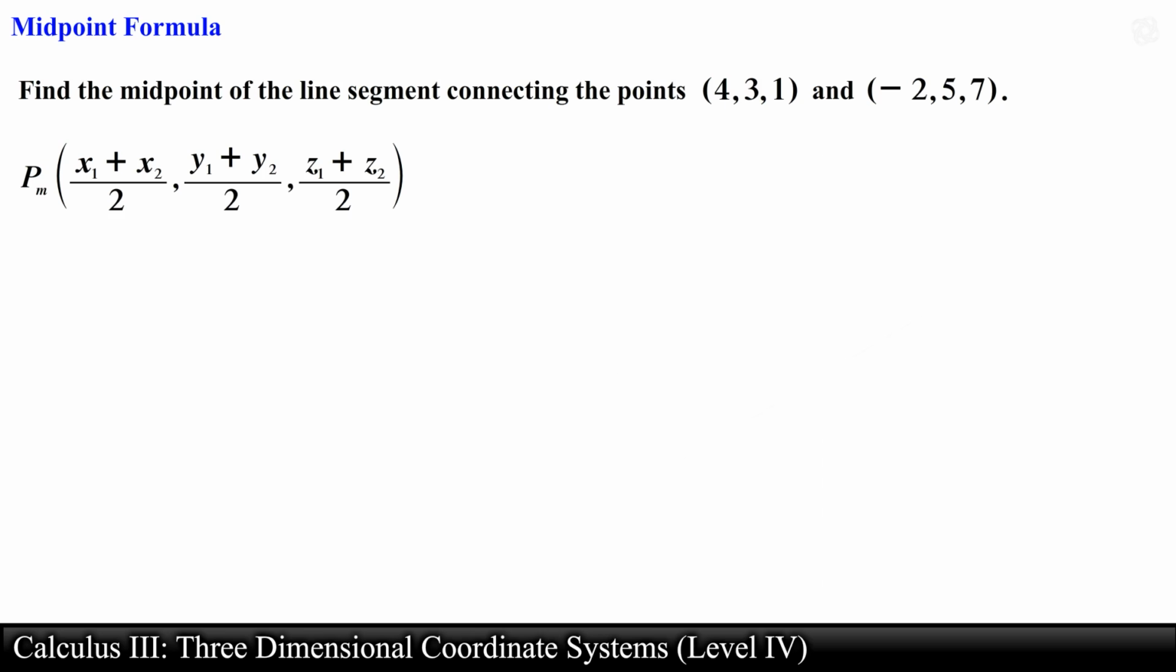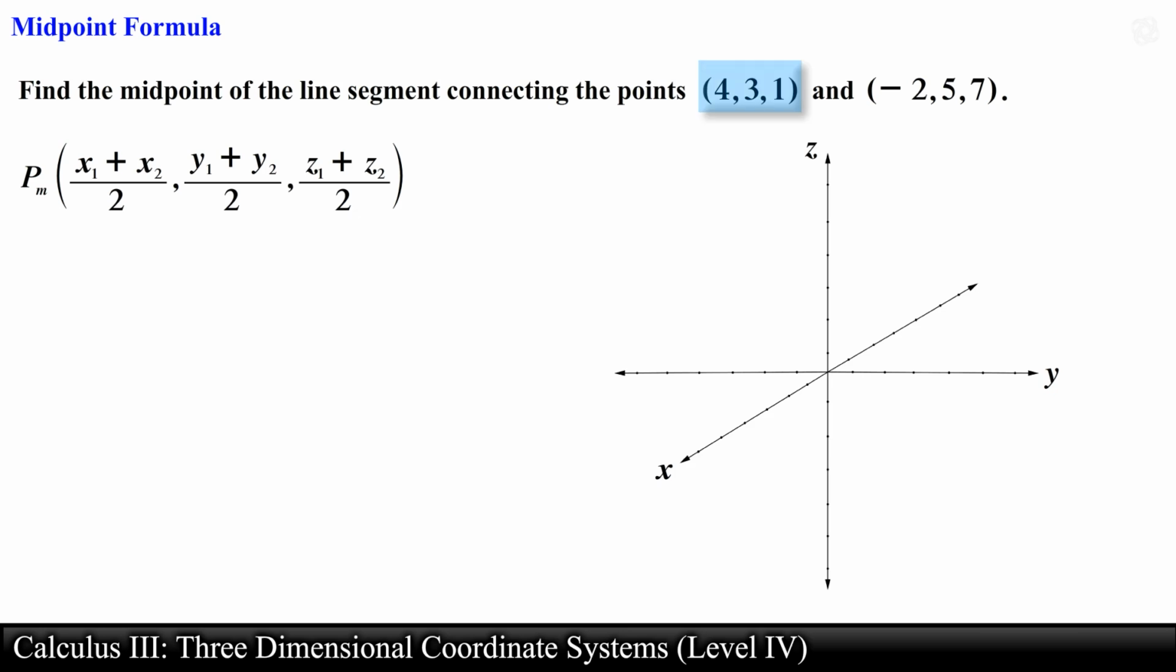Let's go ahead and plot these points in a 3-dimensional Cartesian coordinate system, just so we can get a visual representation of where these points are located in space. The first point has coordinates 4, 3, 1, so we plot this point by starting at the origin and moving 4 units towards the positive x direction. Then we move 3 units towards the positive y direction. And lastly, move 1 unit towards the positive z direction.